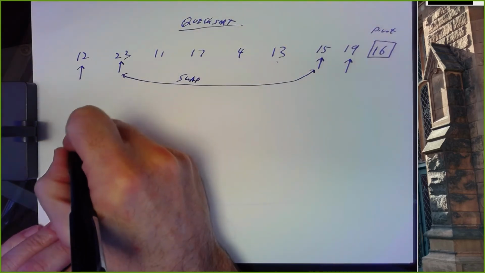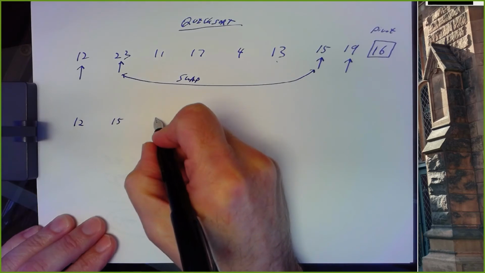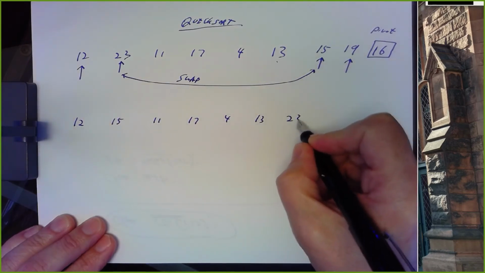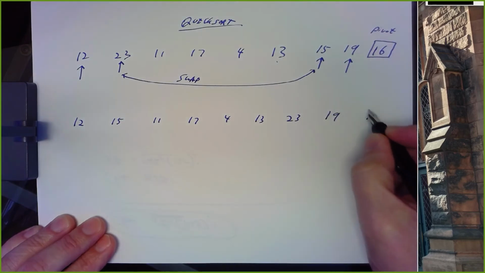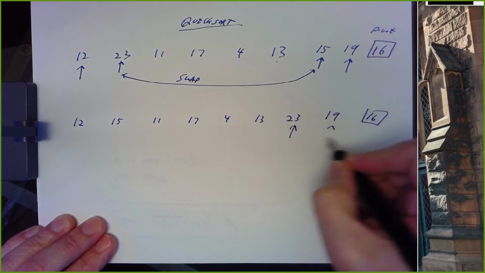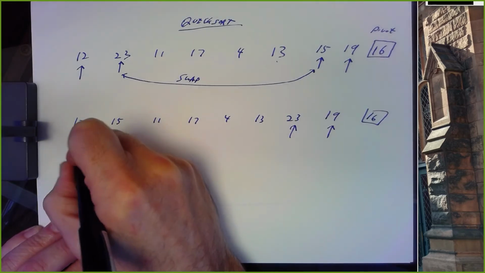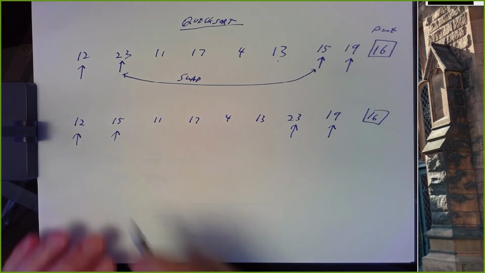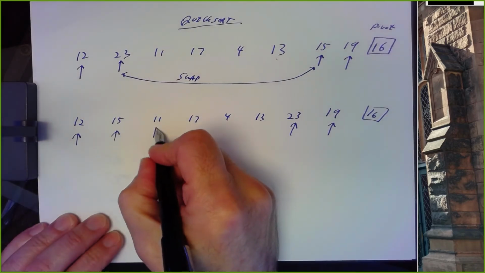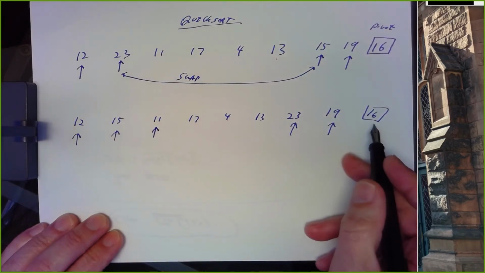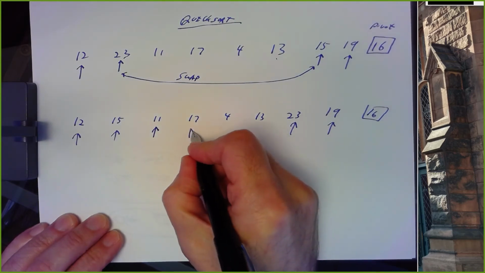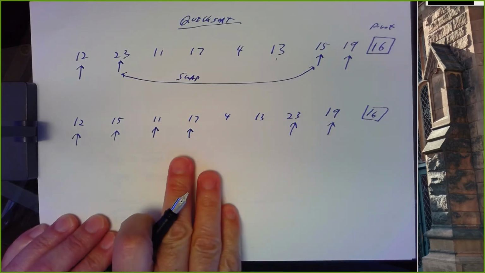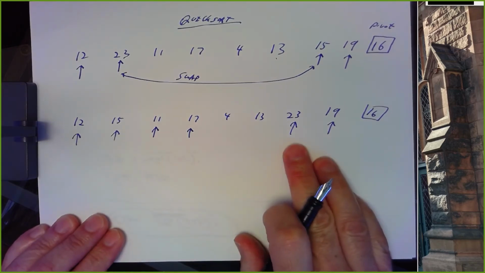So once we swap them, we have a 12, a 15, 11, 17, 4, 13, the 23 came over here, the 19, the 16 is still the pivot. I'll put our arrows back in to remind us where we were, and now we continue. Alright, so we were at the 15, we move over to the 11. 11 is smaller than 16, that's fine. Continue, there's a 17. Oh, 17 is on the wrong side, it's bigger than 16. So we stop there, and we go back to the right side arrows.